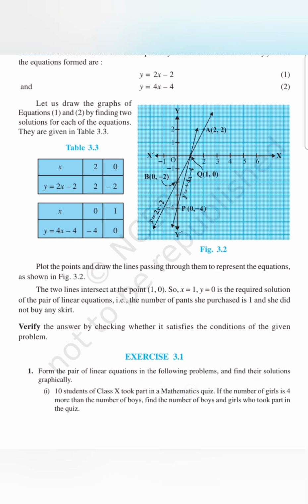This is how you find the solution when conditions are given. You have to form the equations using the conditions. Then you have to draw the table for those equations. Then plot the graph for those table values and check whether they are intersecting, parallel, or coincident. Based on that, you can say the number of solutions.